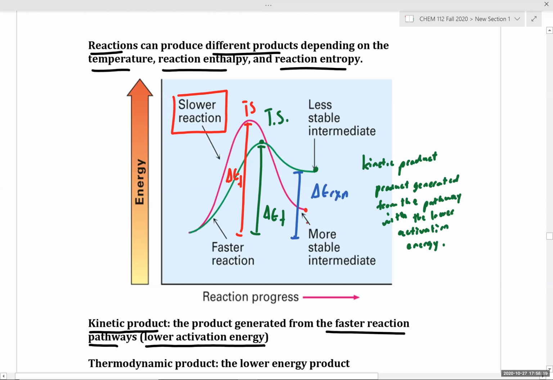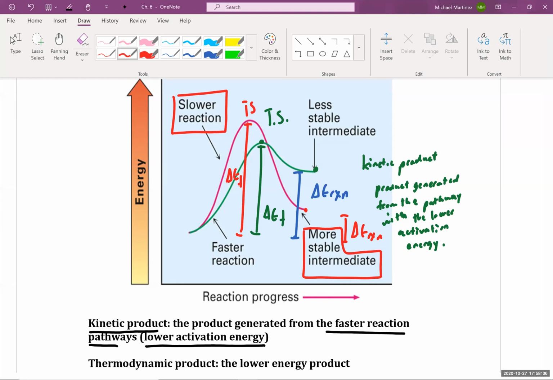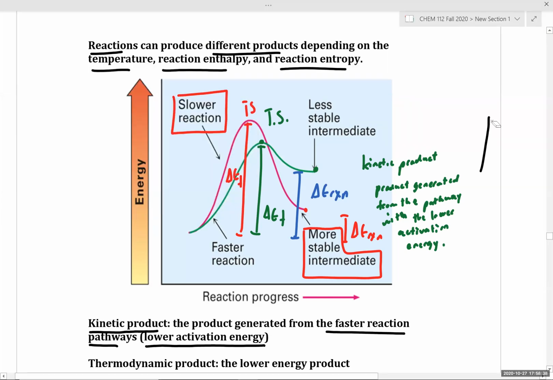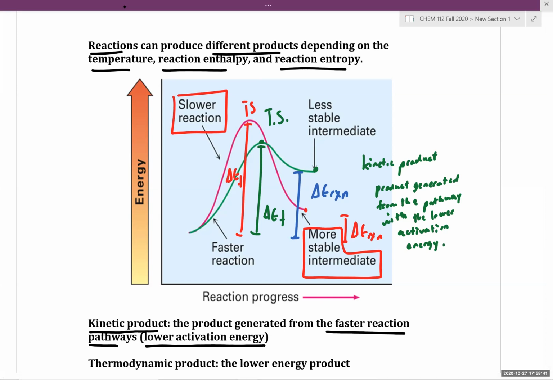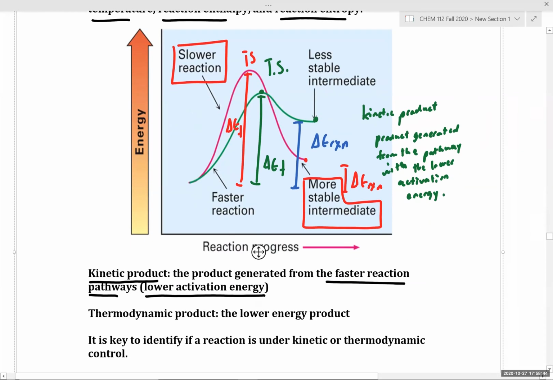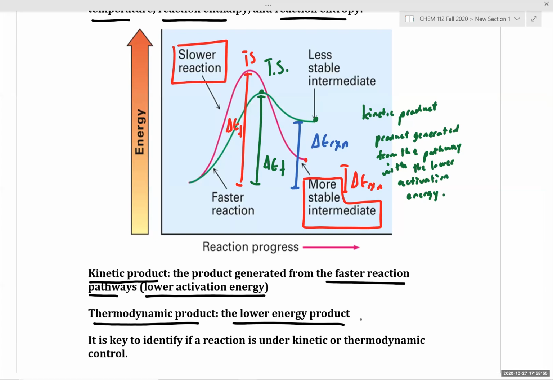However, if we look at our overall Gibbs energy of reaction, we see that we generate a more stable intermediate. We call this reaction product the thermodynamic product. And the thermodynamic product is the lower energy product. Note that the kinetic and thermodynamic product are not always different products.